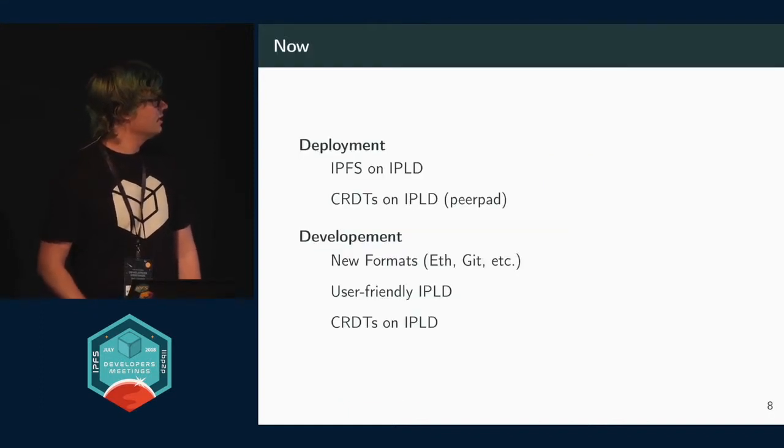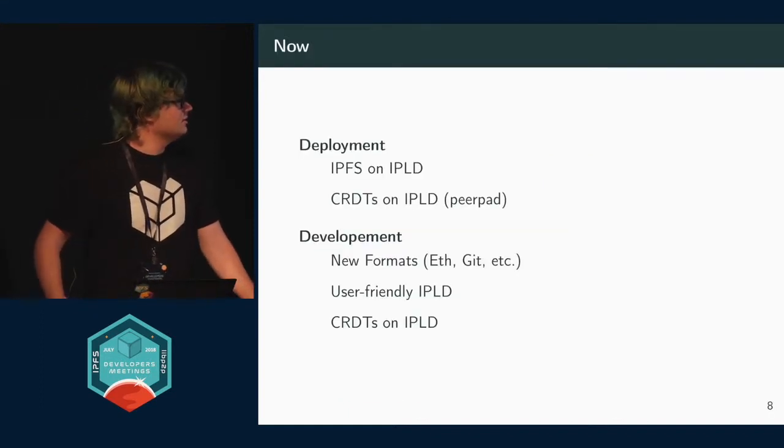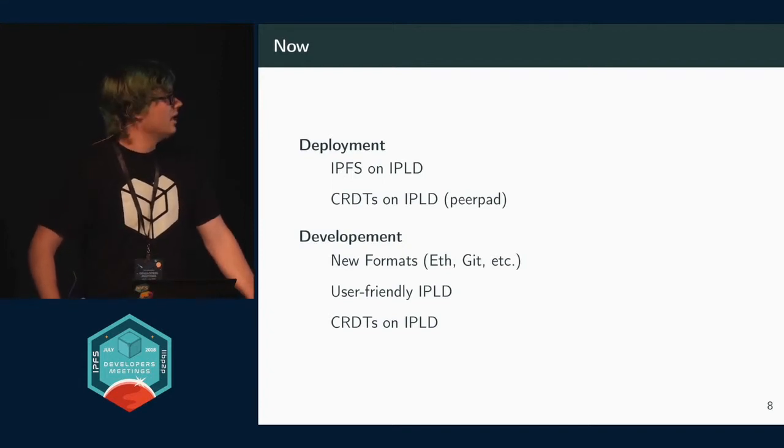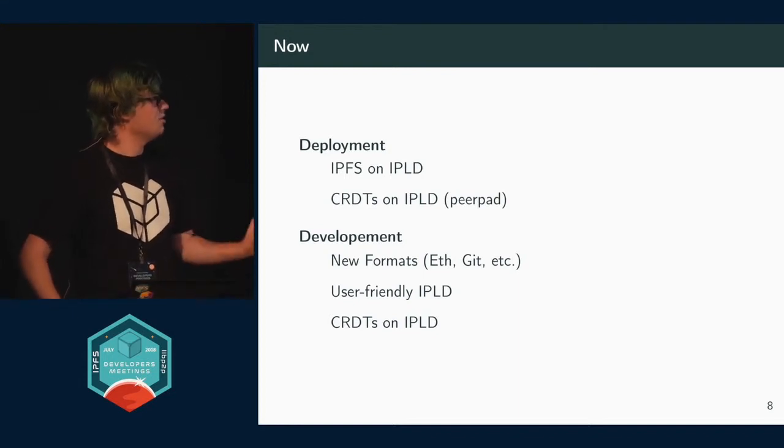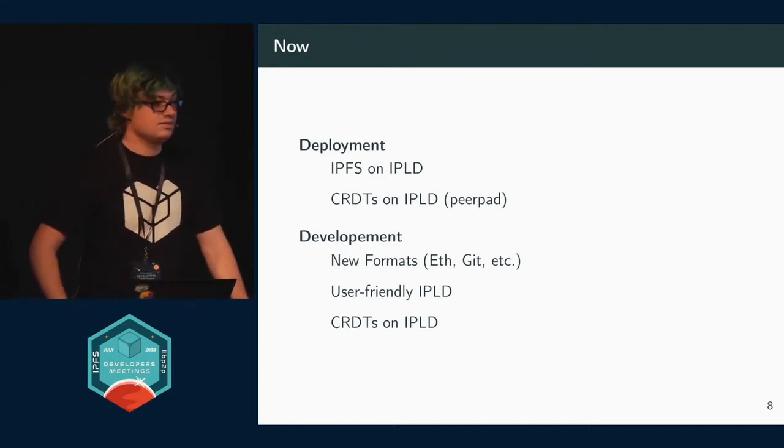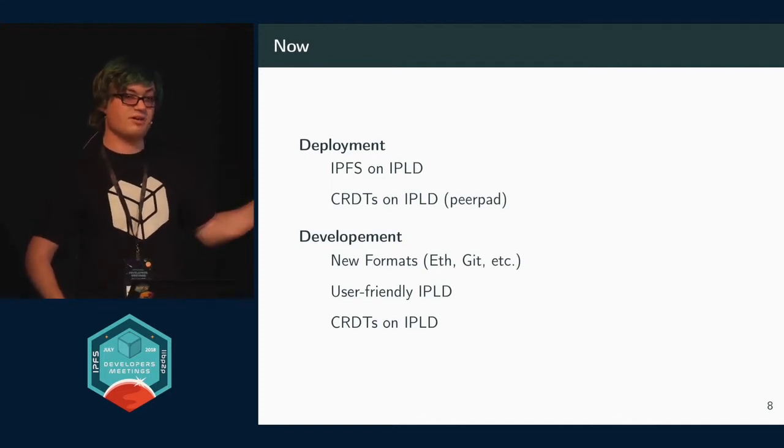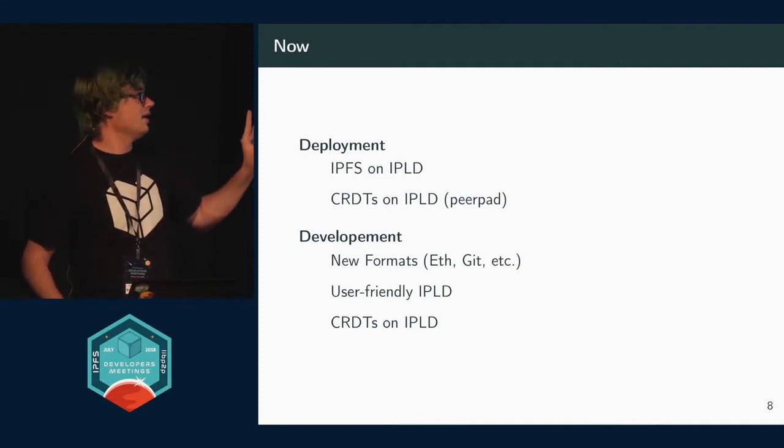Status. Currently, we have IPFS running on IPLD, and we have CRDTs on IPLD. We are working on new and improved formats. Actually, Git should probably go back up to deployment now that the next release of IPFS, or go-IPFS, comes out, Git will be supported by default in go-IPFS. We're still working on making it a little more user-friendly.